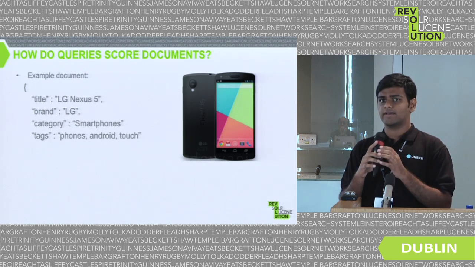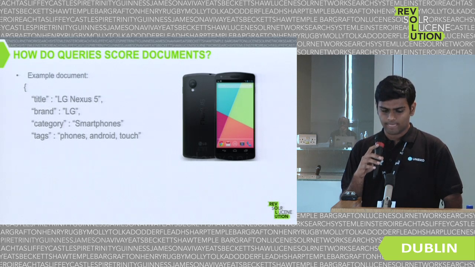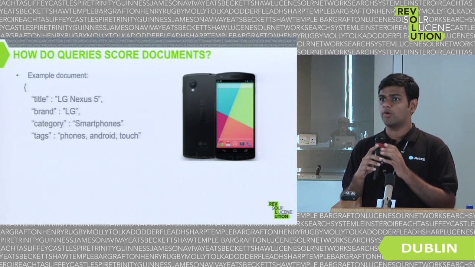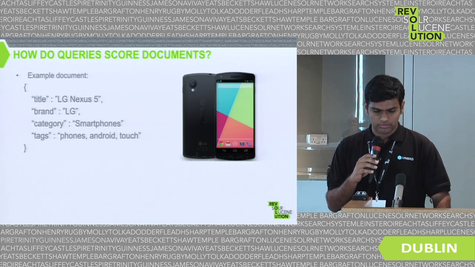Now someone comes in and searches for LG Nexus. How would you go about forming a query, and how would this work? Firstly, in Lucene and obviously in Solr, scoring and querying is field relative. Basically, all your scores are computed on a field. Your statistics, your TF, IDF, all your statistics are on a per field basis. So suppose you want a query which matches against all the fields, right?